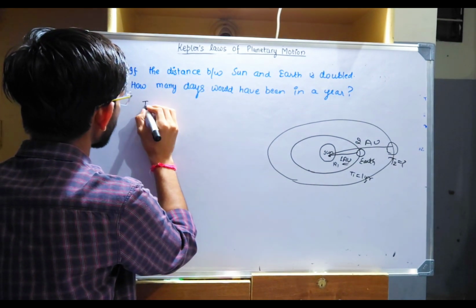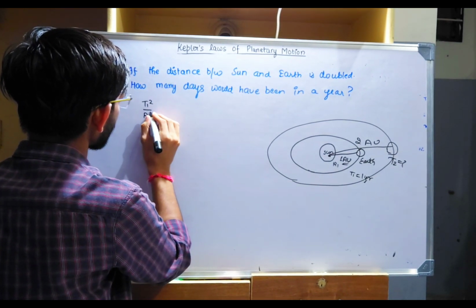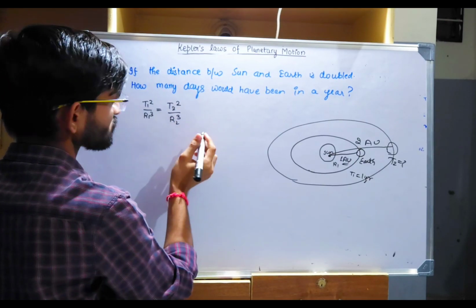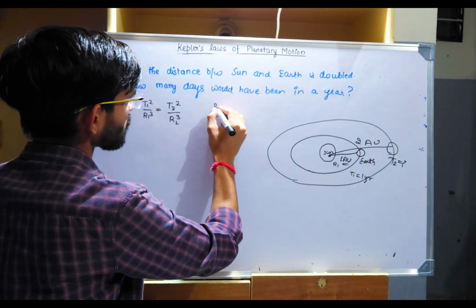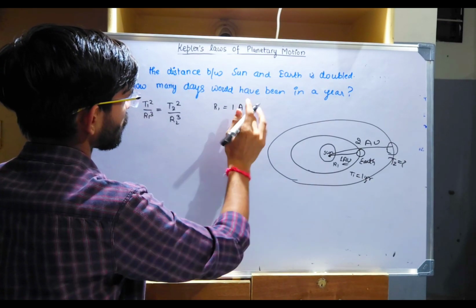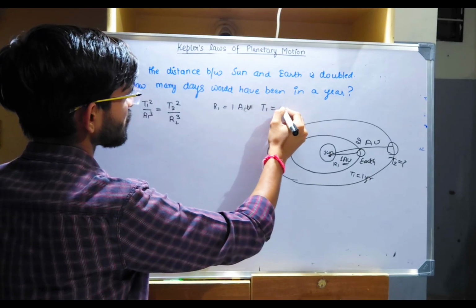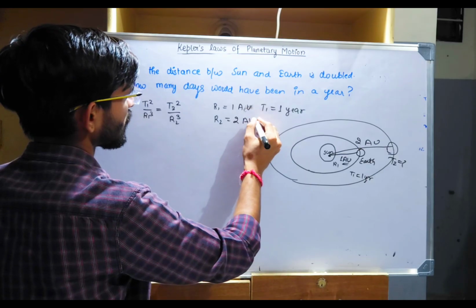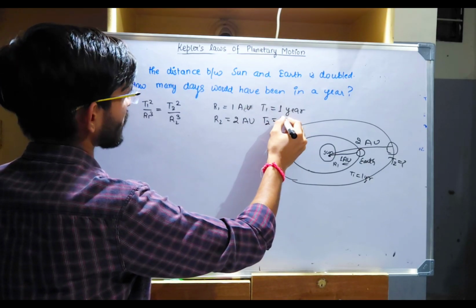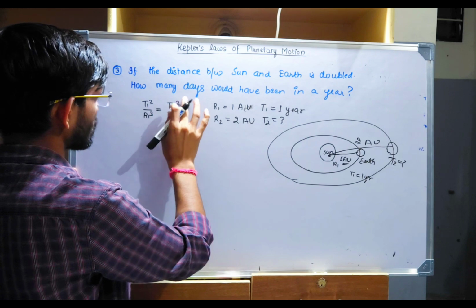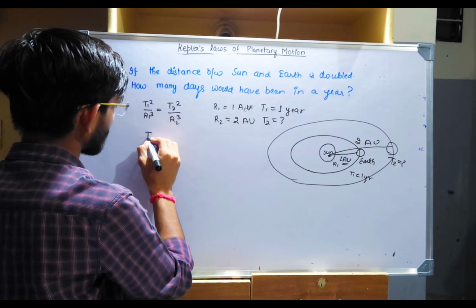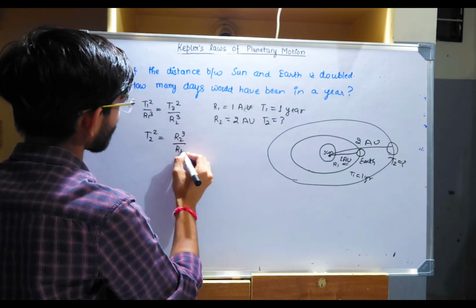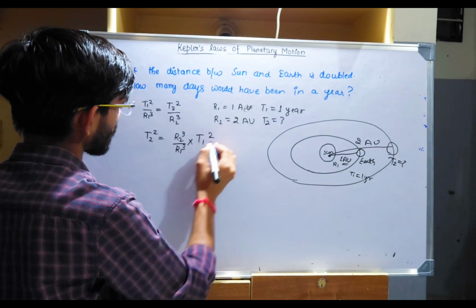So from formula we can write T1 square upon R1 cube is equal to T2 square upon R2 cube. We have R1 as 1 AU, T1 as 1 year, R2 is 2 AU, and T2 we have to find. So keep T2 this side and take R2 opposite side. So T2 square equal to R2 cube upon R1 cube into T1 square.